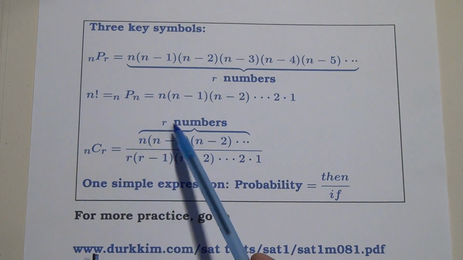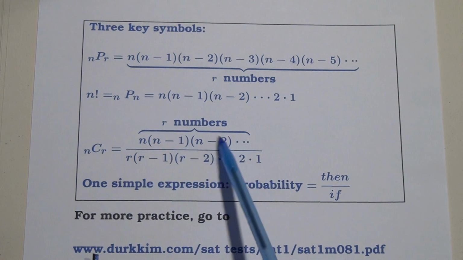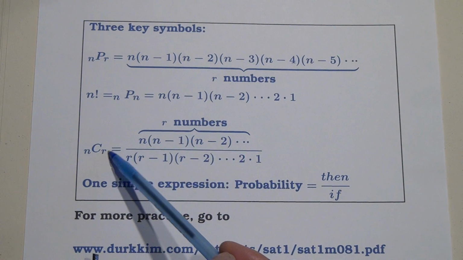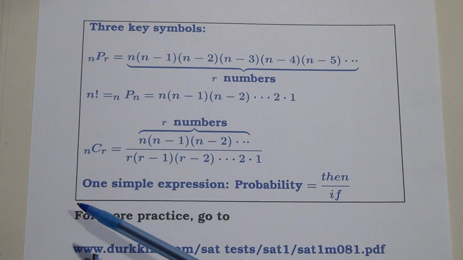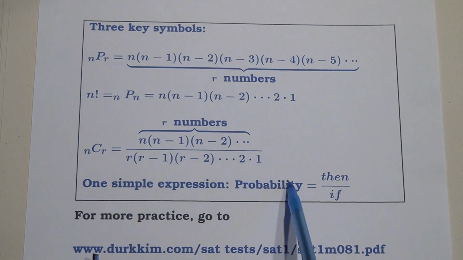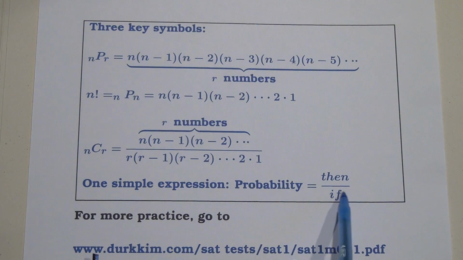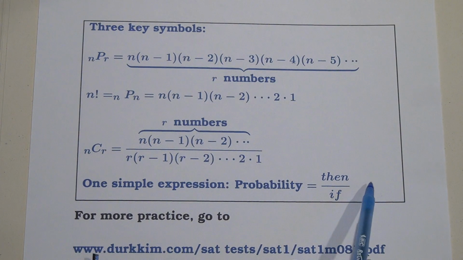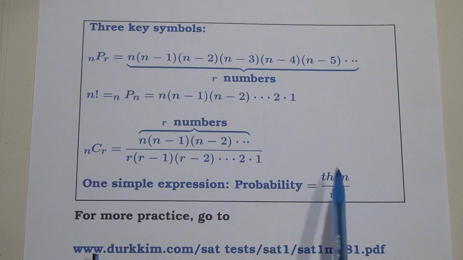From here, multiply that many numbers, and divide by all the factorial. And then probability will be all the time: if a statement and then a statement. So the then statement will be the numerator, and the if statement will be the denominator. Okay? Don't forget that.